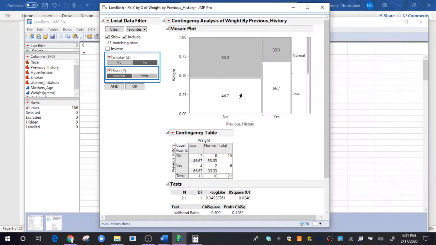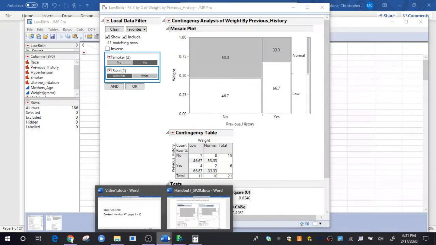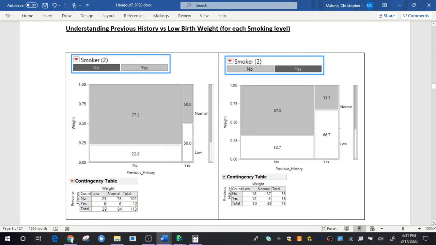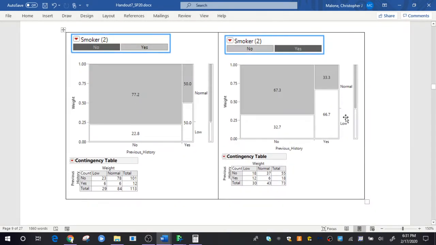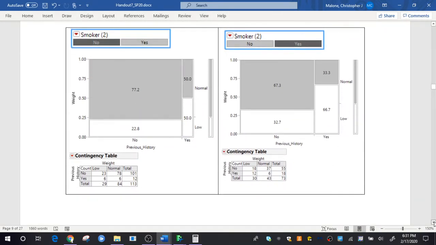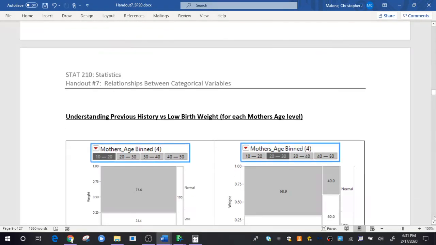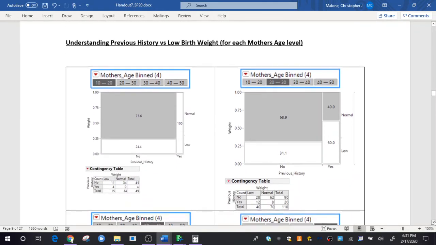So this is called conditioning here. And with a local data filter, I'm able to condition on many variables at once. So in the notes there, I'm looking at the relationship between previous history and low birth across smokers. I can look at that across, here I'm going across ages. So with that mother's bin category.